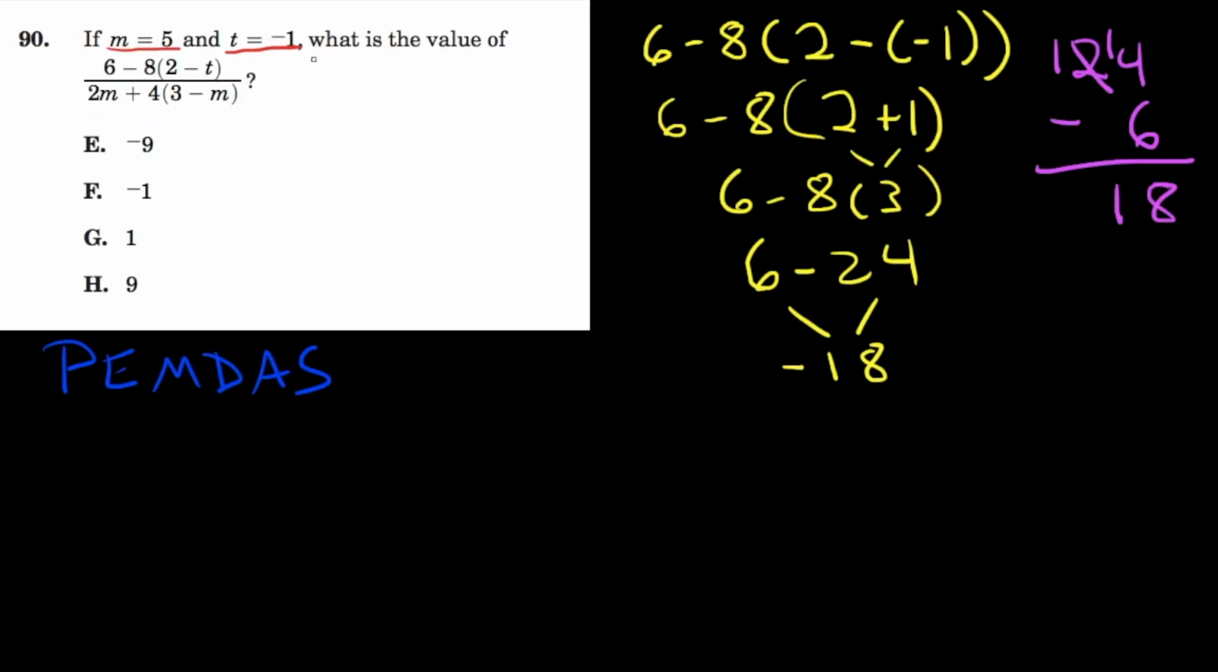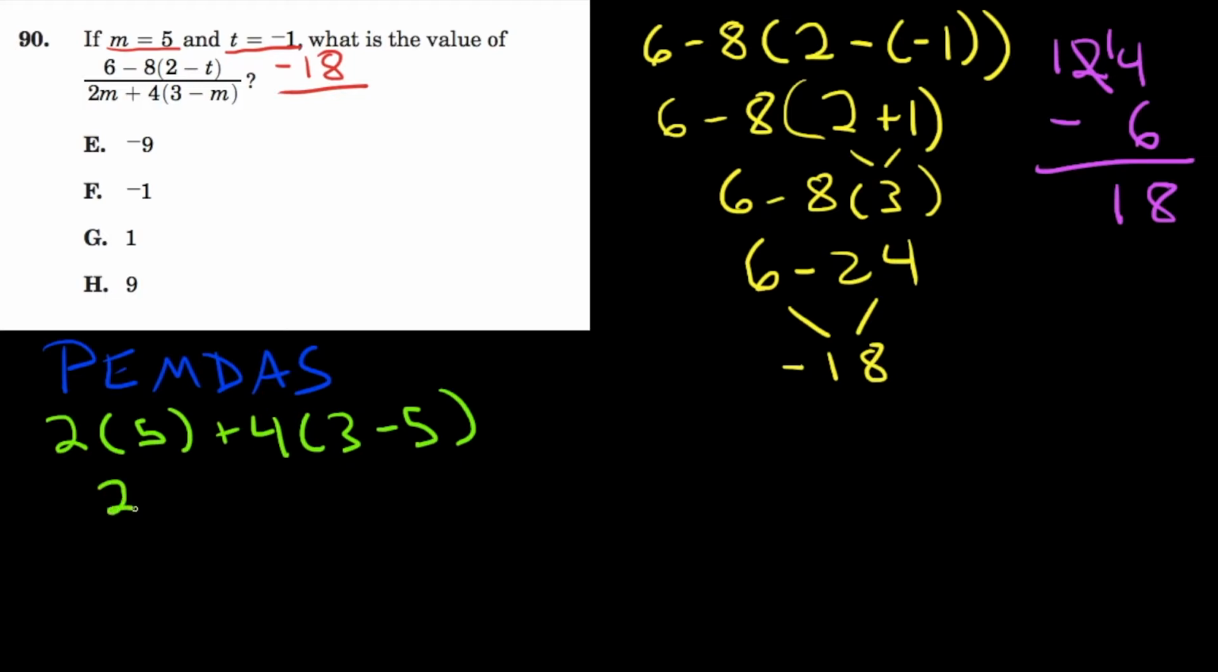Great. Now we have what the top comes out to, and I'm going to write it over here so I don't forget. Now let's do the bottom. 2 times 5 plus 4 times 3 minus 5. Okay. Let's do parentheses first. So we have 2 times 5 plus 4 times, and 3 minus 5 is -2.